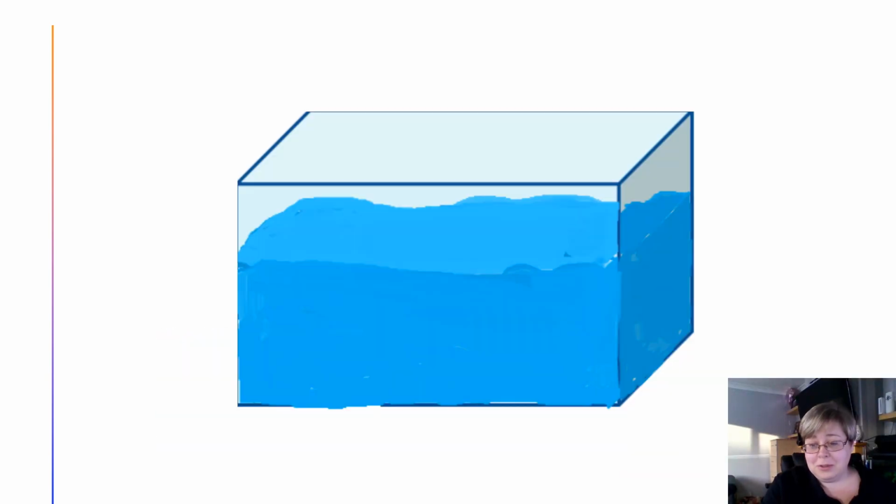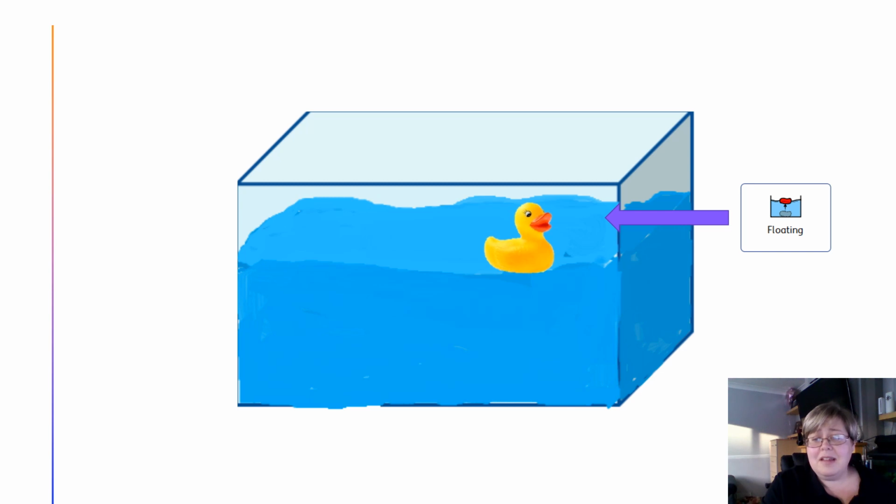Okay, so we've got our water like we did yesterday. Now have a look. I'm going to put a duck in the water. Does the duck float or does it sink? Can you remember? Come on, tell me. The duck floats. The duck is floating on the water. Well done if you got that right.